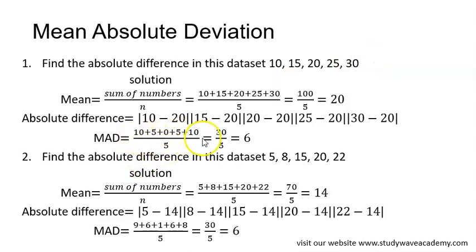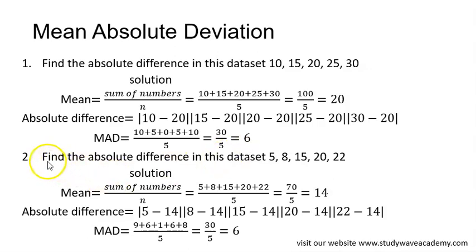So when you add all these numbers together, you are going to have 30 over 5. 30 divided by 5 is going to give you 6. So the mean absolute deviation of this data set is 6. Do you understand that? I hope you're not confused.